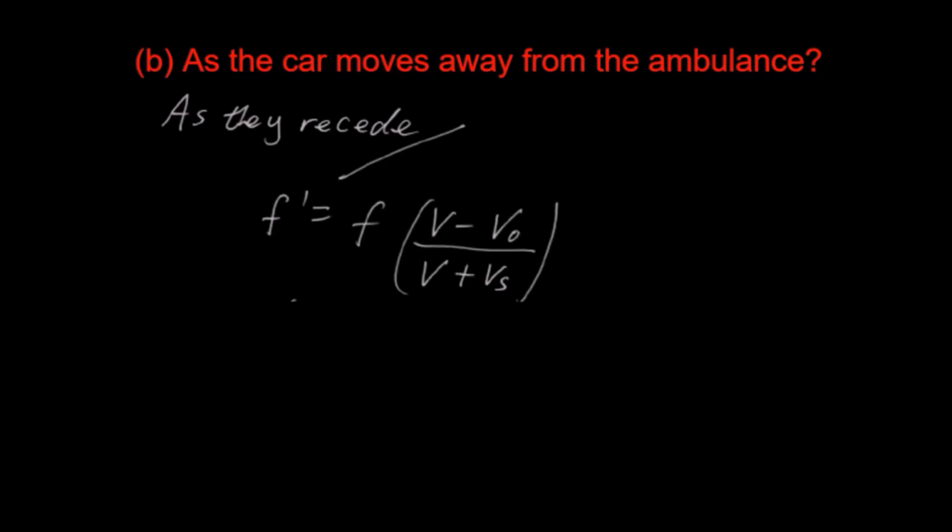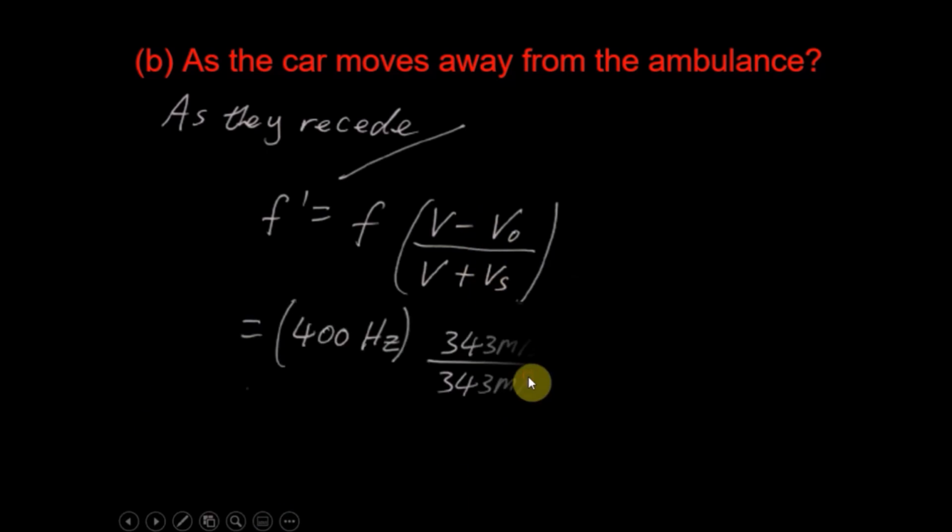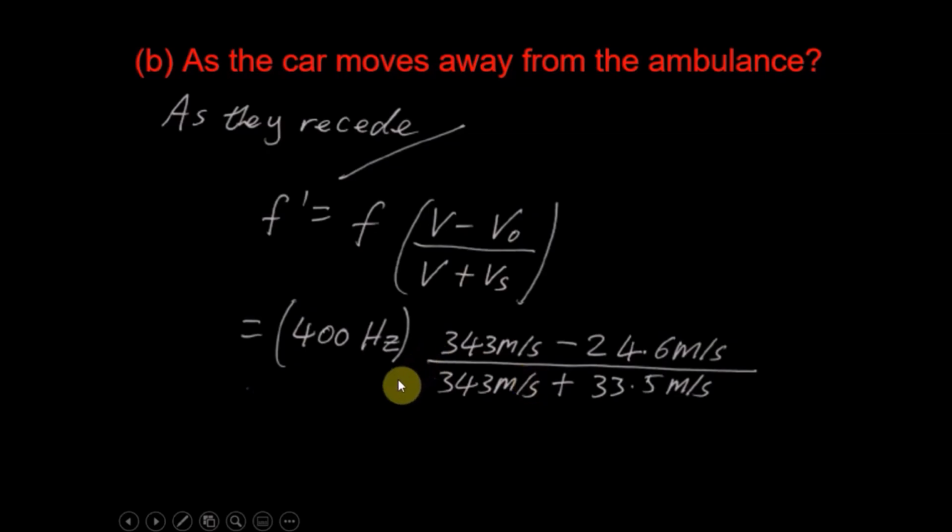As the car moves away from the ambulance, the two of them are receding. So now the frequency they will hear, f prime, will be equal to f times v minus v0 over v plus vs. Think about the signs that need to be employed here. This will equal 400 Hertz again, times 343 minus 24.6 over 343 plus 33.5, and give 338 Hertz. That will result in a lower pitch.